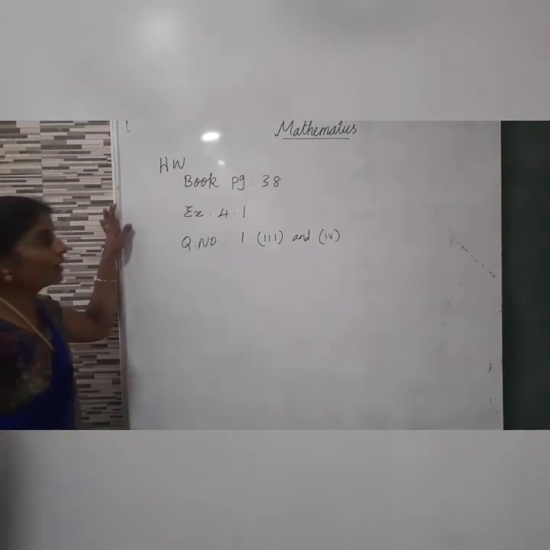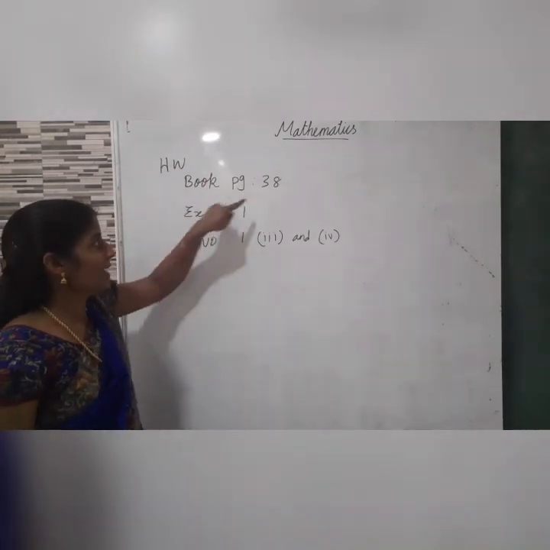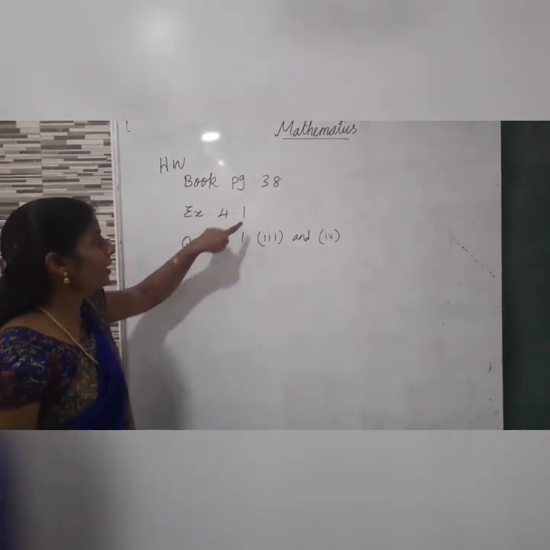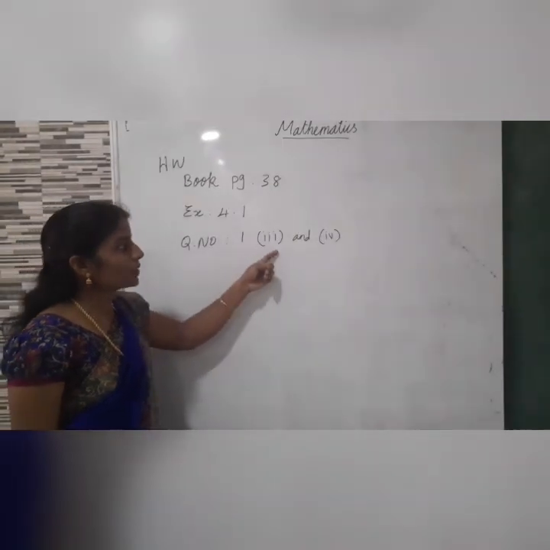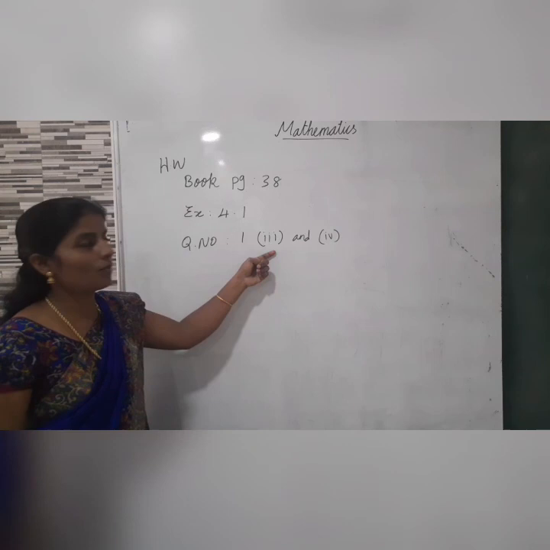Okay, good. Okay, students. Today's homework: book page number 38, exercise 4.1, question number 1, third question and fourth question. Only 2 questions. Okay, homework.